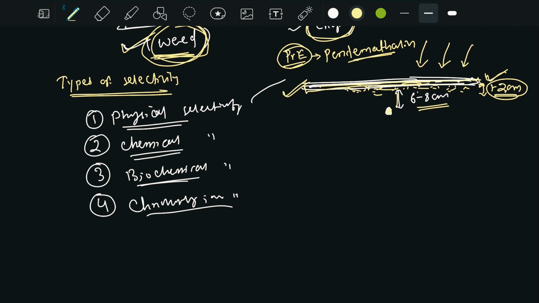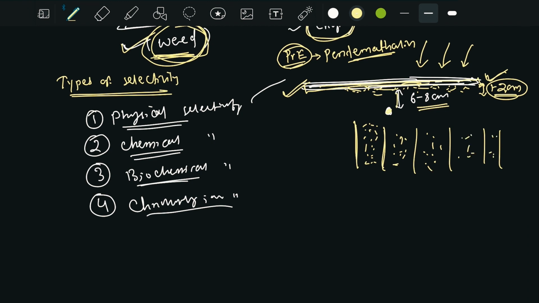So this is one type of physical selectivity. Another type of physical selectivity is, suppose we are generally growing the crop in rows, with certain plant to plant distance and row to row distance. And weeds generally emerge in the inter-row space.